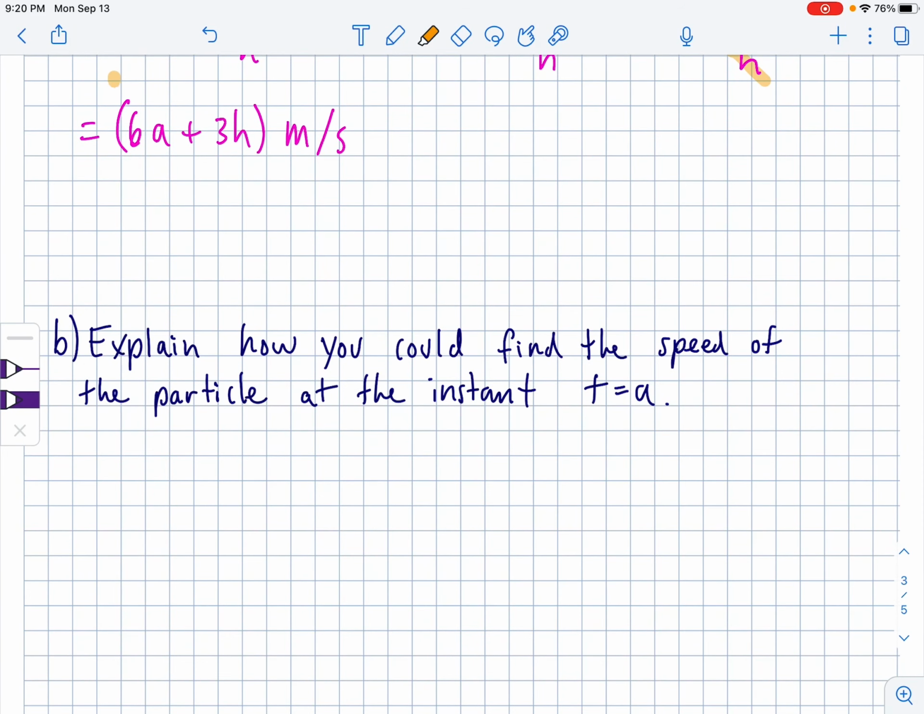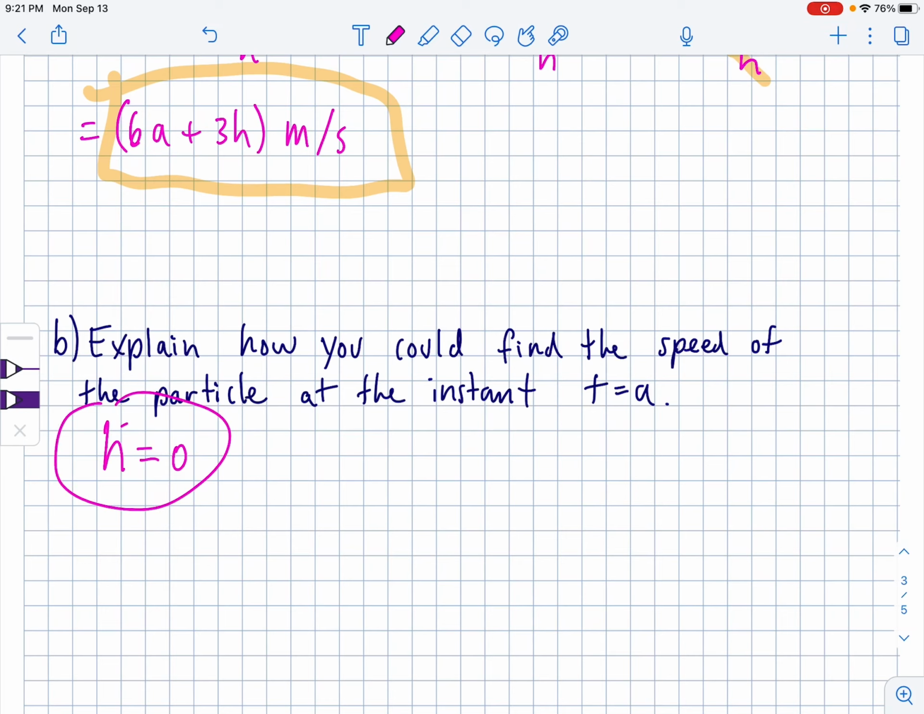Now that we have that, we have this model right here. The question is, explain how you could find the speed of the particle at the instant t equals a. Well, remember that we were starting with t equals a and t equals a plus h. So if you're sliding that a plus h closer and closer to a, you're making the h value smaller and smaller. So eventually h is so small you can basically just call it 0. So we're going to say when h equals 0, that's the instantaneous point at t equals a.